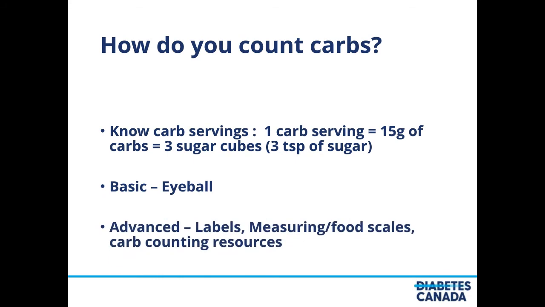Now the next step would be eyeballing. This is at the very basic level of carb counting, and this is good enough if you're just on oral agents, no agents, or just a background insulin. Eyeballing your carbohydrate so that you're at a consistent amount every day for breakfast, lunch, and supper will make those blood sugars a little more stable. We're going to talk a little more about eyeballing in a few minutes. And we're going to look slightly at more advanced skills: looking at labels, measuring, using food scales, and again talking about the carb counting resources.